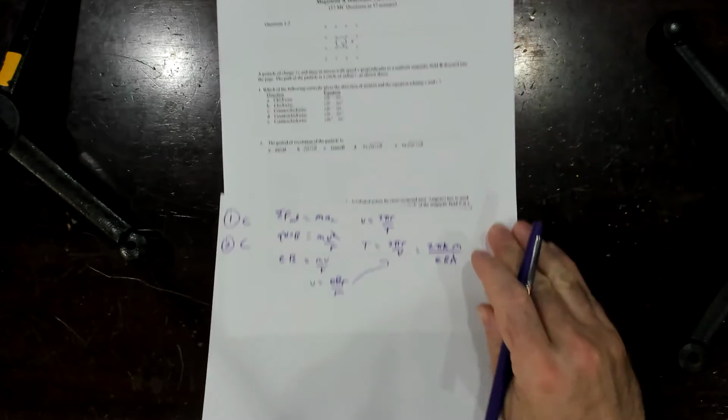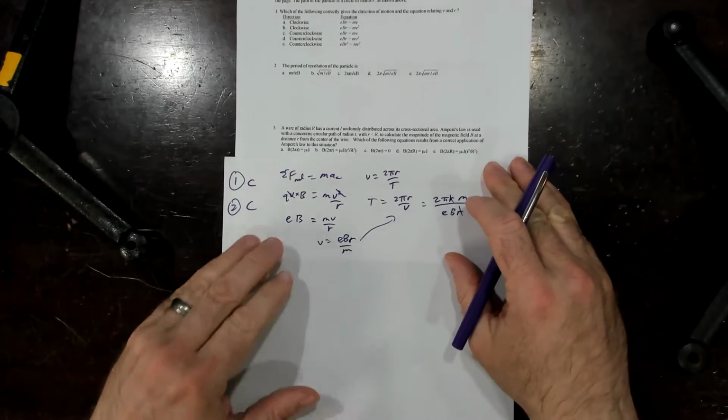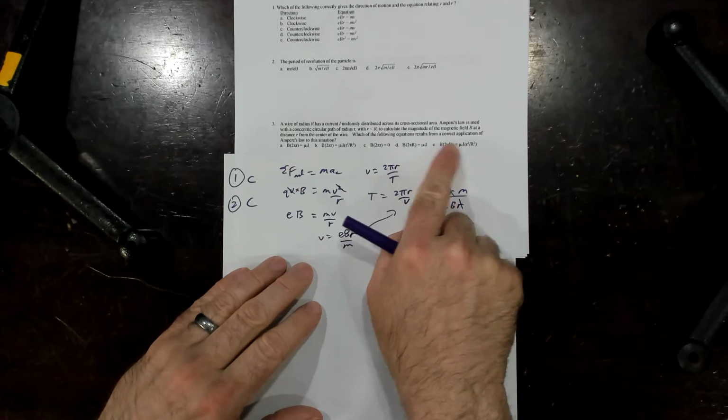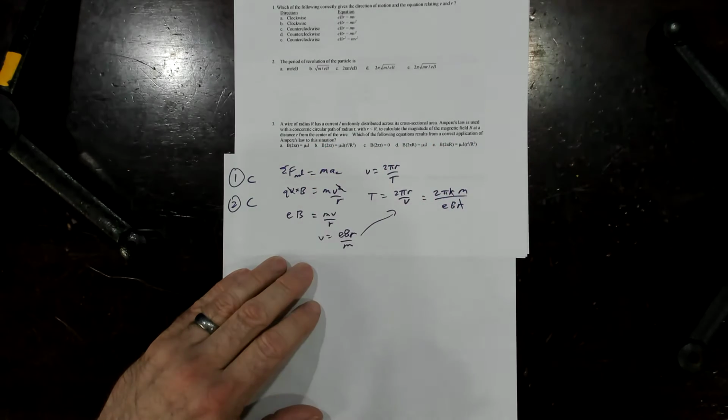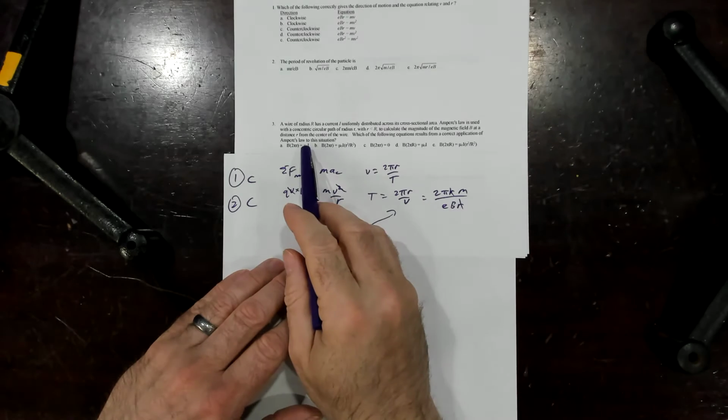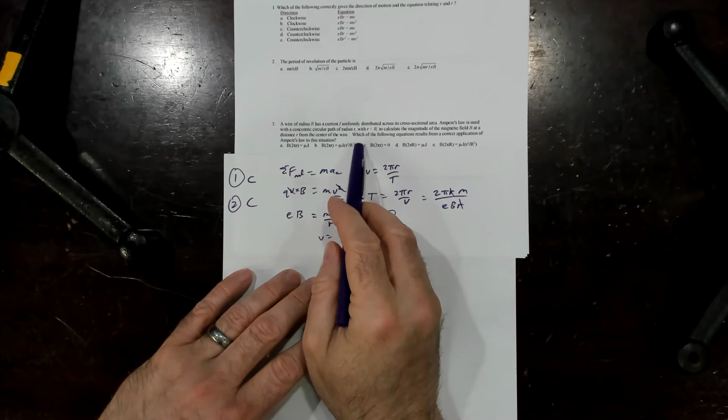Problem 3. A wire of radius big R has a current I uniformly distributed across the cross-sectional area. Ampere's law is used with a concentric circular path of radius r, with r less than big R, to calculate the magnitude of the magnetic field. Sure. Inside the wire at distance r, right? r less than big R.